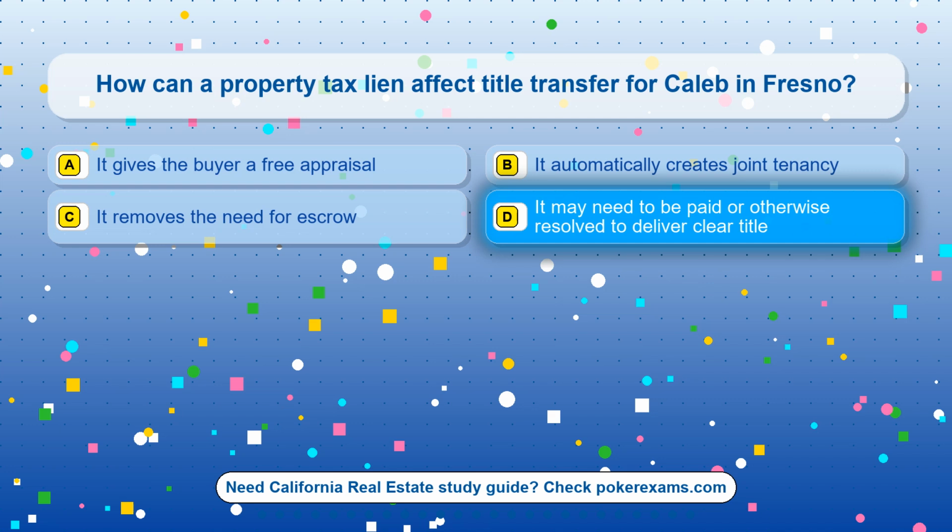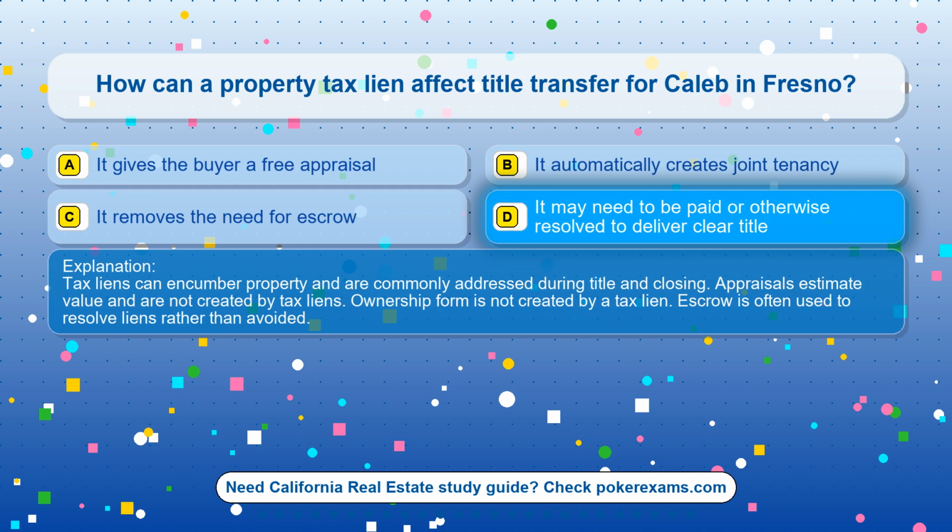The correct answer is option D. It may need to be paid or otherwise resolved to deliver clear title. Tax liens can encumber property and are commonly addressed during title and closing. Appraisals estimate value and are not created by tax liens. Ownership form is not created by a tax lien. Escrow is often used to resolve liens rather than avoided.